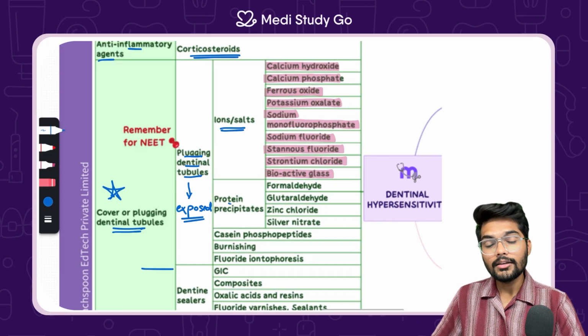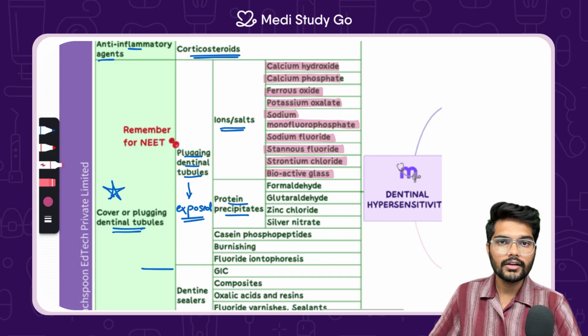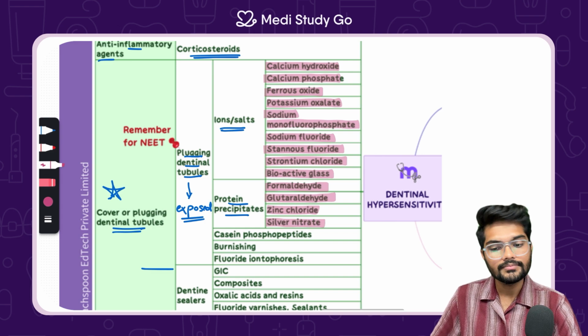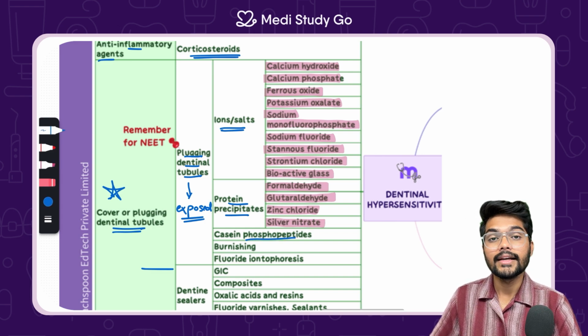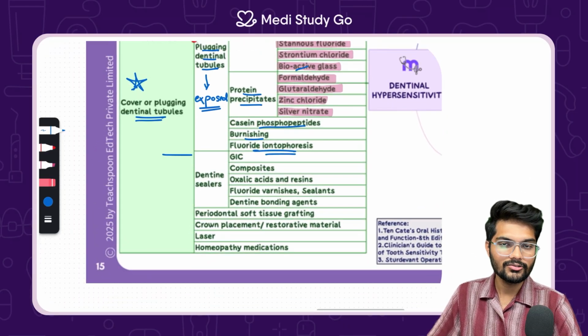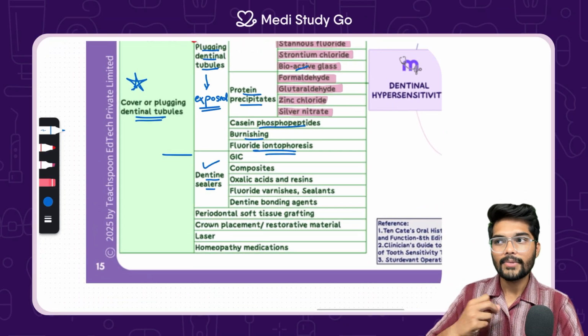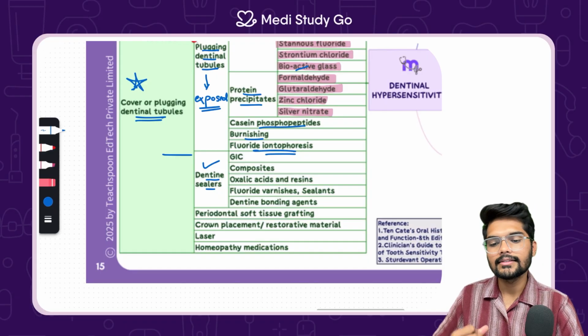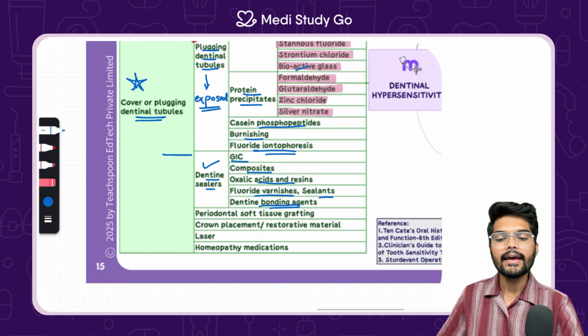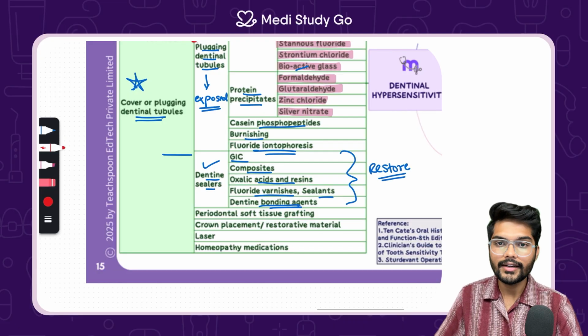After that, we have protein precipitates, which can also be used to cover these dentinal tubules. They include formaldehyde, glutaraldehyde, zinc chloride, and silver nitrate. After that, the dentinal tubules can be plugged with the help of dentine sealers, which is the most commonly practiced procedure in clinics. This can be done with the help of GIC, composites, oxalic acids and resins, fluoride varnishes and sealants, and dentine bonding agents. Now, this all comes under restorative treatment.